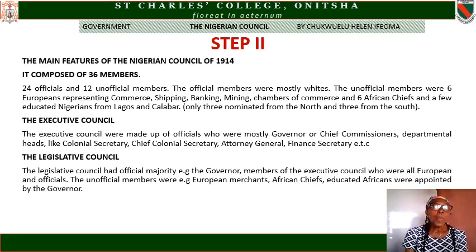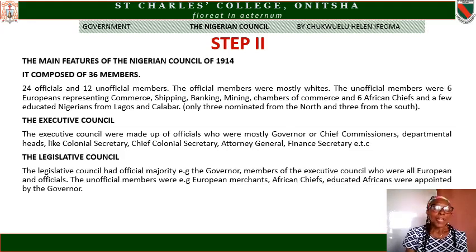Membership. It was composed of 36 members, 24 official and 12 unofficial members. The official members were mostly whites. The unofficial members were 6 Europeans, representing commerce, shipping, banking, mining and chambers of commerce, and 6 African chiefs and a few educated Nigerians from Lagos and Calabar. Only 3 were nominated from the north and 3 from the south.